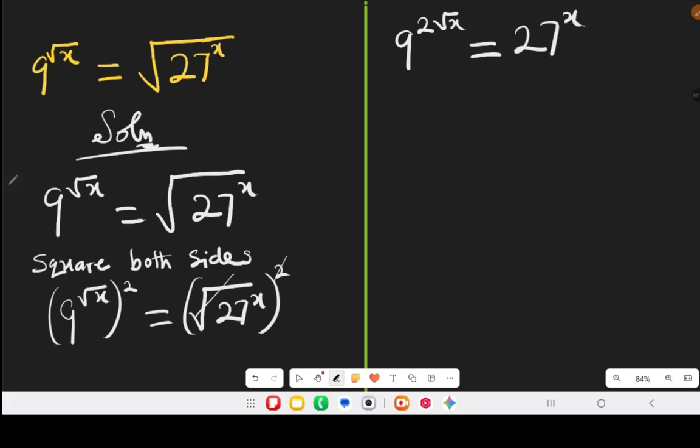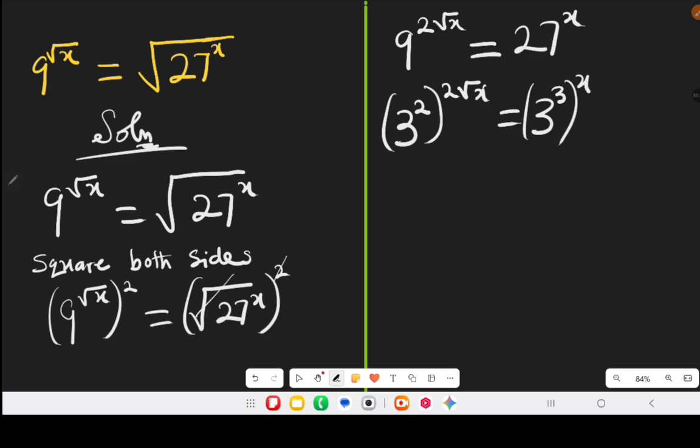Next step, we express both sides in base 3. If we express both sides in base 3, we have 3 raised to the power of 2, which gives us 9, all raised to the power of 2 root x, equal to 3 raised to the power of 3, which is 3 times 3, gives us 9 times 3, which is 27, all raised to the power of x.